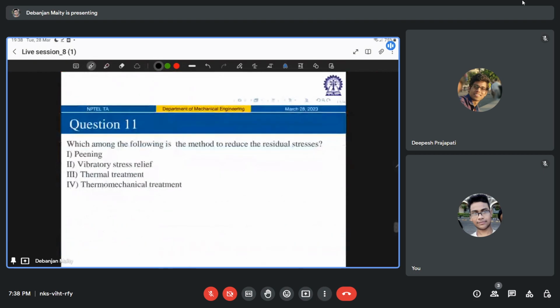And then in the final question, which of the following is a method to reduce the residual stress? It can, of course, be peening. It can be vibration operation. We can use some thermal treatment and thermomechanical treatment also. So all of these are true.